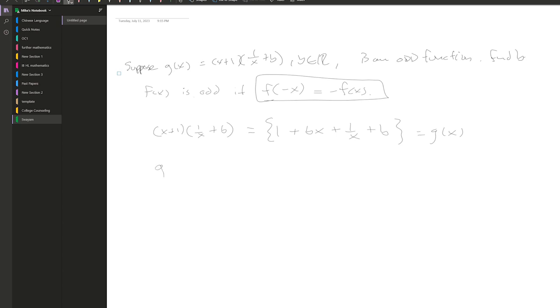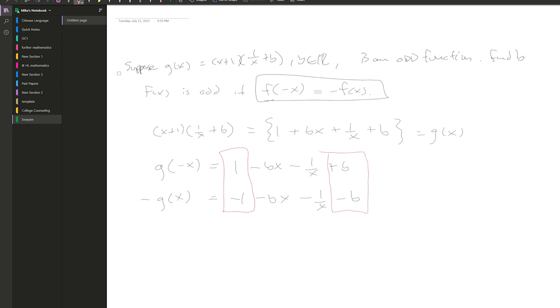So we then consider g of negative x. That thing looks like 1 minus bx minus 1 over x plus b. And I also want to compare that to what negative g of x is. And that looks like negative 1 minus bx minus 1 over x minus b. And so comparing these two things, we'll notice that g of negative x has a 1, whereas negative g of x has a negative 1.